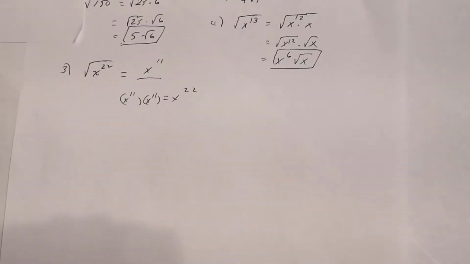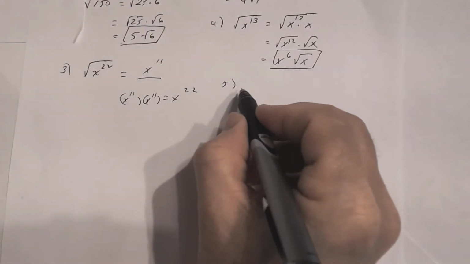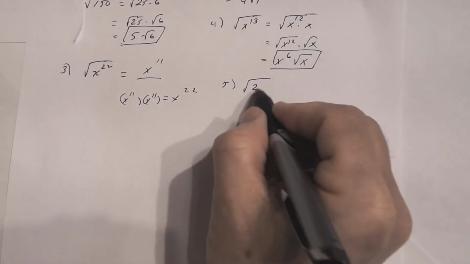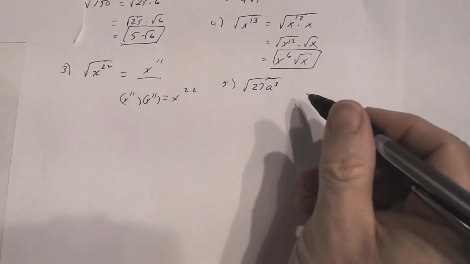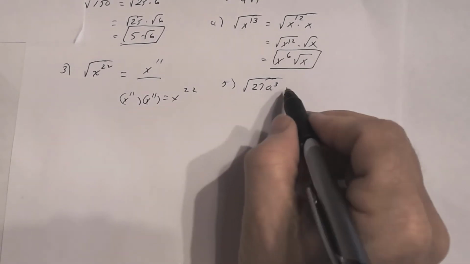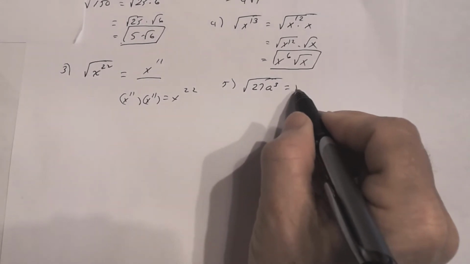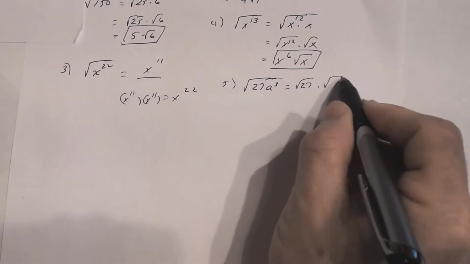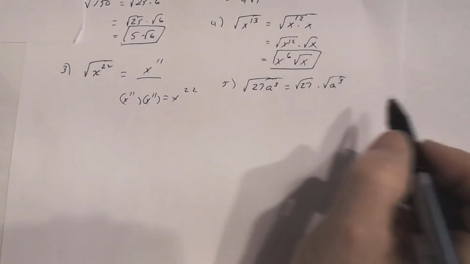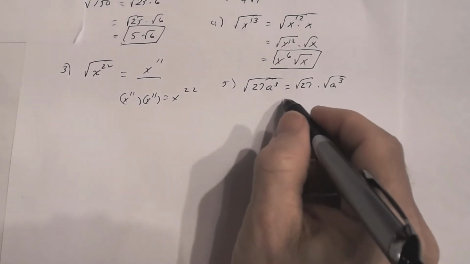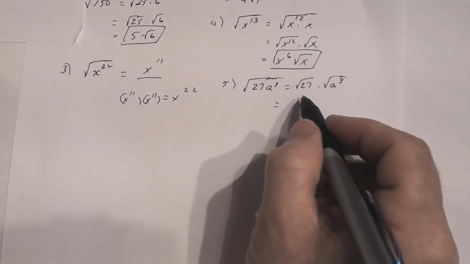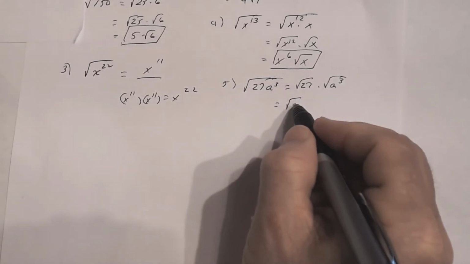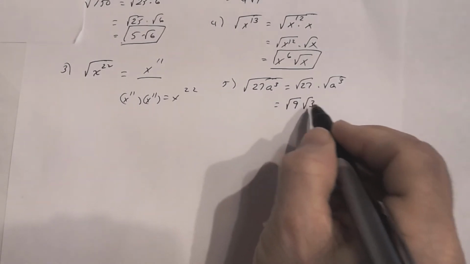All right, number 5, we have the square root of 27 a to the 3rd. All right, so let's go ahead and use the product rule here first. So that's going to be the square root of 27 times the square root of a to the 3rd. All right, so let's deal with the square root of 27. I can simplify it because the largest perfect square that goes into 27 is 9. So I can write this as the square root of 9 times the square root of 3.